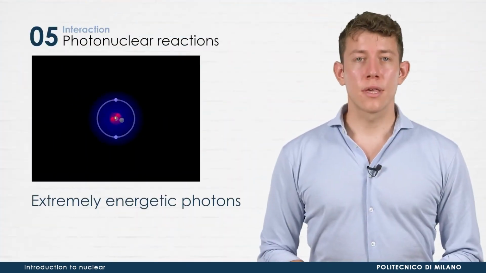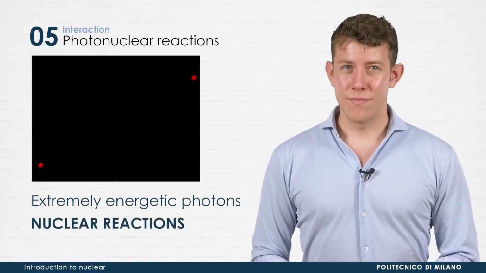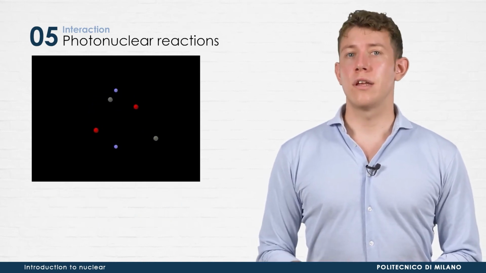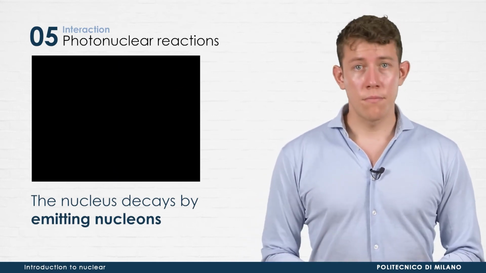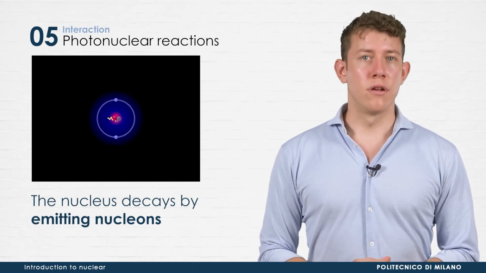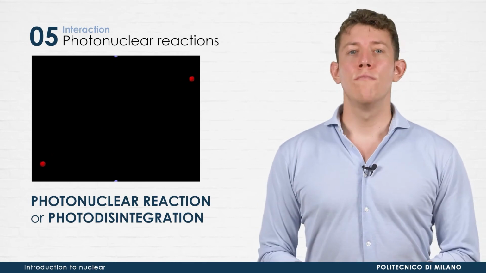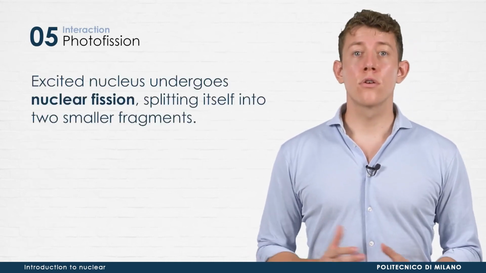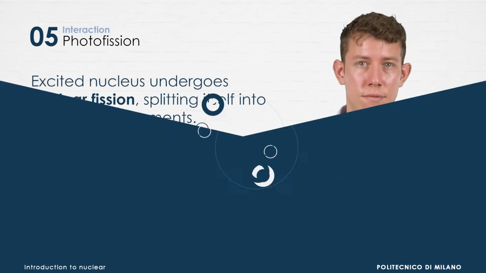Extremely energetic photons can directly interact with atomic nuclei, causing nuclear reactions. After the absorption of such photon, a nucleus goes into an excited state and immediately decays by emitting nucleons, such as neutrons, protons, or even alpha particles. This process is called photonuclear reaction or photodisintegration. A similar phenomenon is photofission. In this scenario, the excited nucleus undergoes nuclear fission, splitting itself into two smaller fragments.